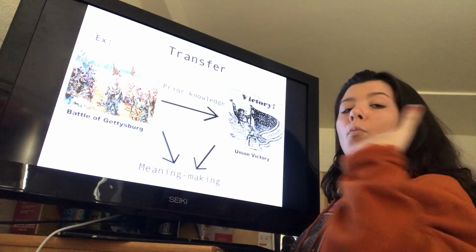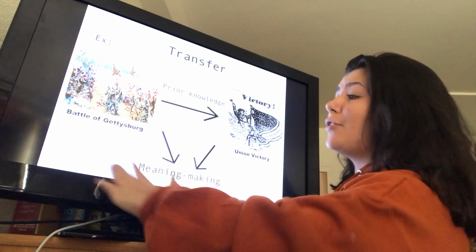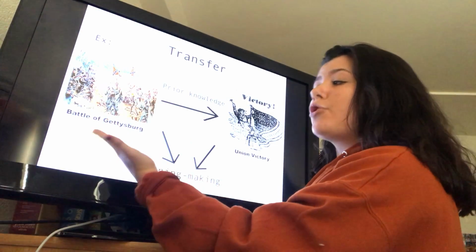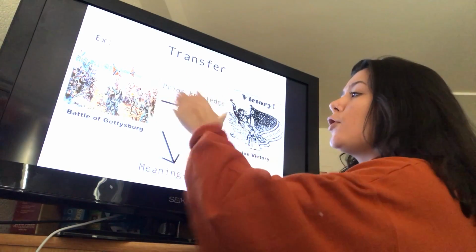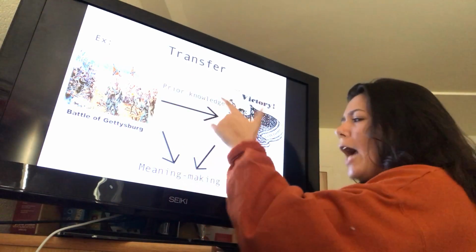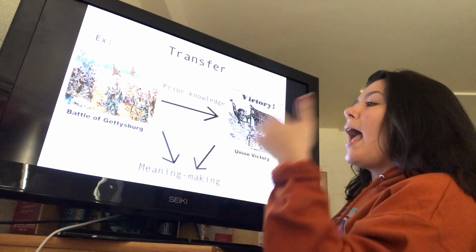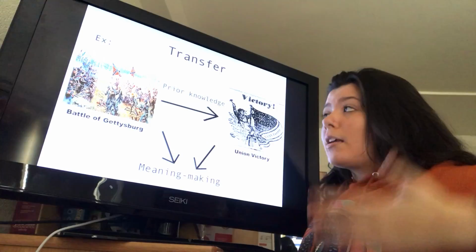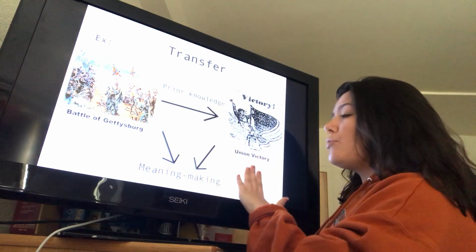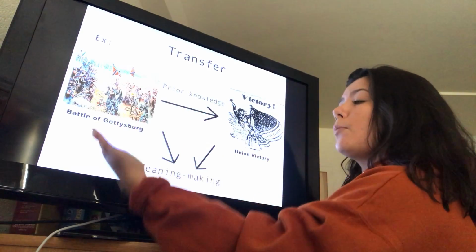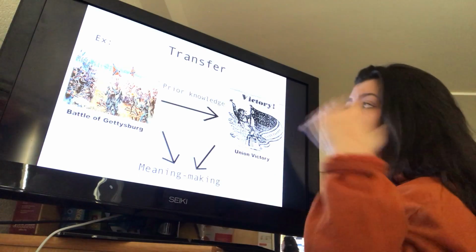why the Union won the Civil War, I can ask them to refer to their prior knowledge of the battles, such as the Battle of Gettysburg, which was a turning point for the Union in the Civil War, and say, transfer your knowledge from the Battle of Gettysburg to why the Union won the Civil War. And this results in meaning making and provides for a more active environment like constructivism, so the students can construct their own meaning of why the Union won the Civil War based off of their prior knowledge of the Battle of Gettysburg or other battles of the Civil War.